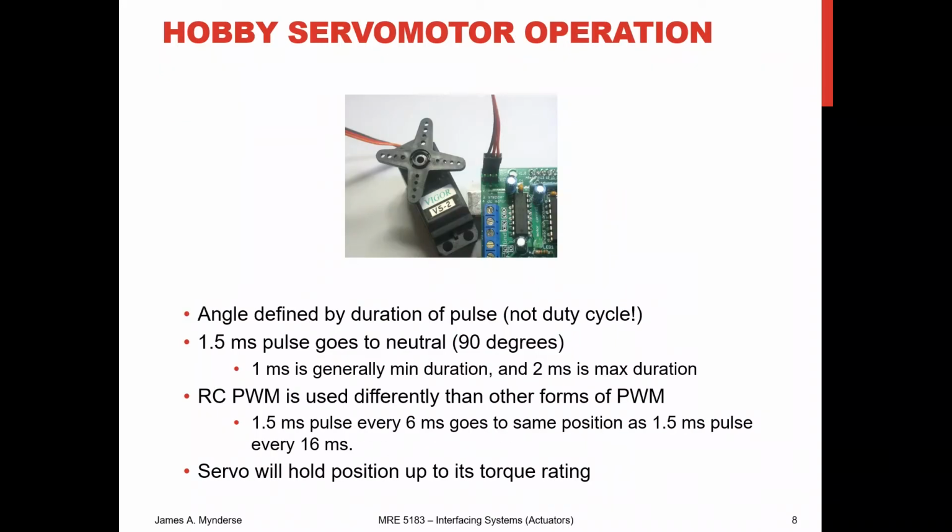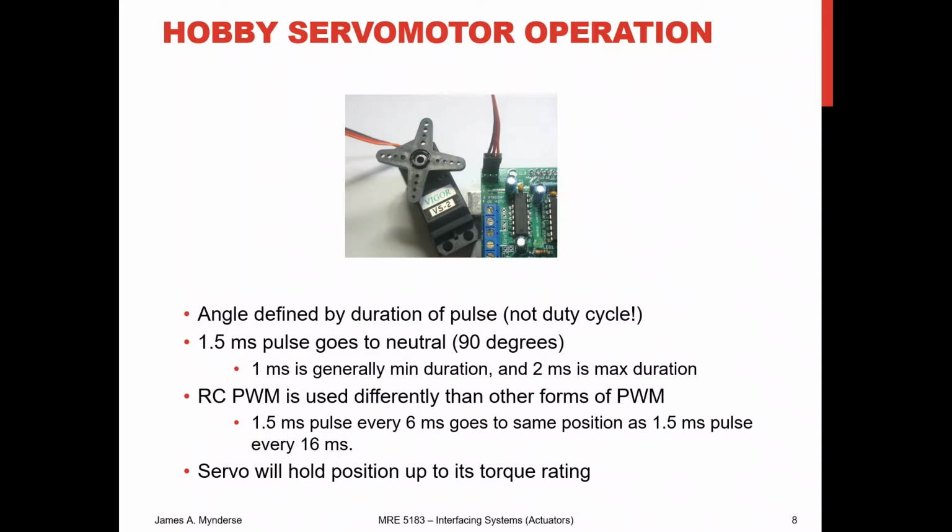So often the way that these will run is that there will be an angle that you are specifying, and it'll be specified by the duration of a pulse. And so this is not PWM. This is the time duration of a pulse. Why does it go that way? I have no idea, really. But that is the standard that I have seen.